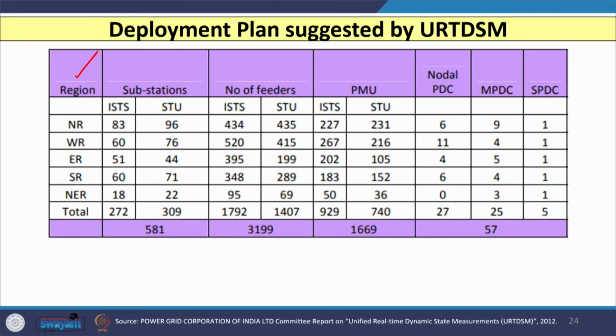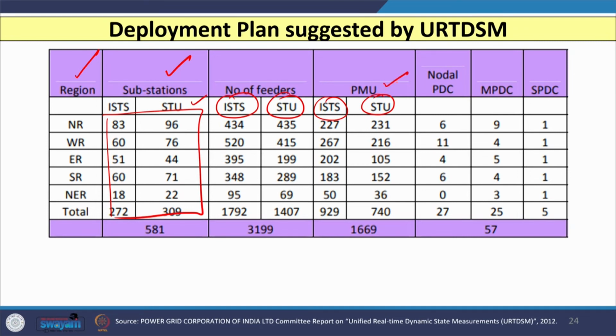So, if I just understand the deployment plan as suggested by URTDSM, then you can see that I have given the regions starting from northern, western, eastern, southern and northeastern regions. And then in the second column I have mentioned the substations where I have the interstate transmission systems and state transmission utilities, and the values are there. Number of feeders are also mentioned for this ISTS and STU, and for each ISTS and STU how many PMUs are required, region wise, is also given in this column.